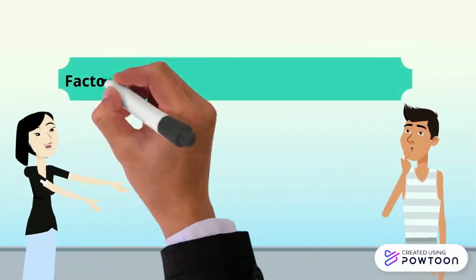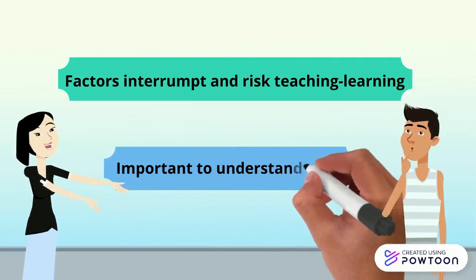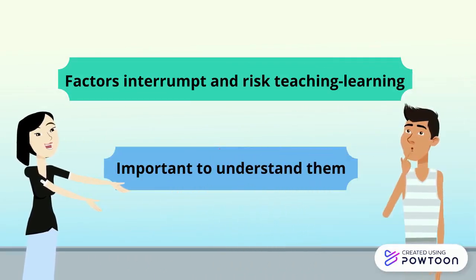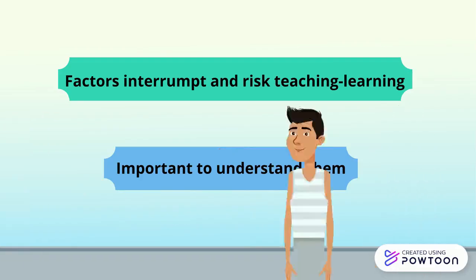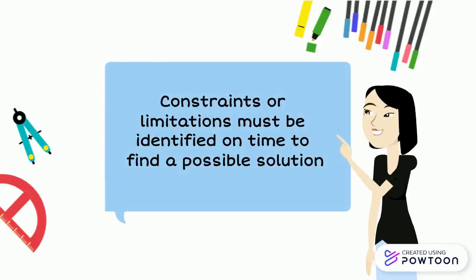As you heard in the example, factors of any kind can interrupt and risk the teaching learning process. For that reason, it's important to understand each constraint presented in the classroom. A constraint must be identified on time, so the teacher will be able to find a solution for the possible effects it might have on his or her class.